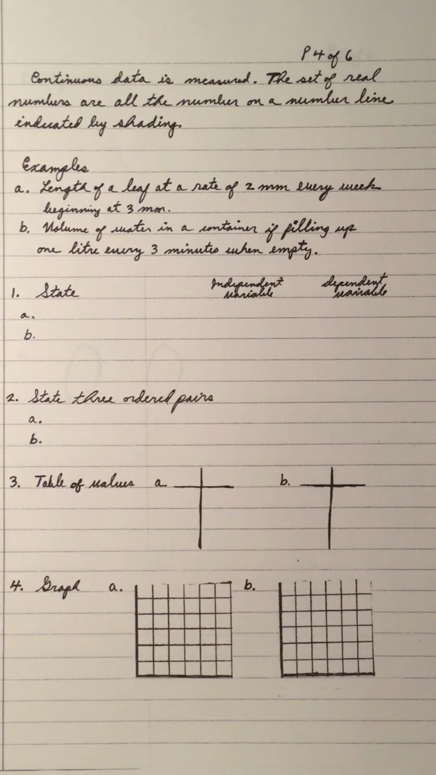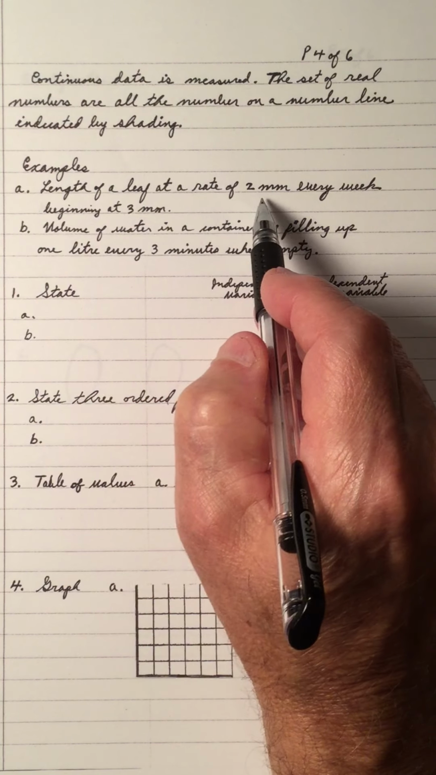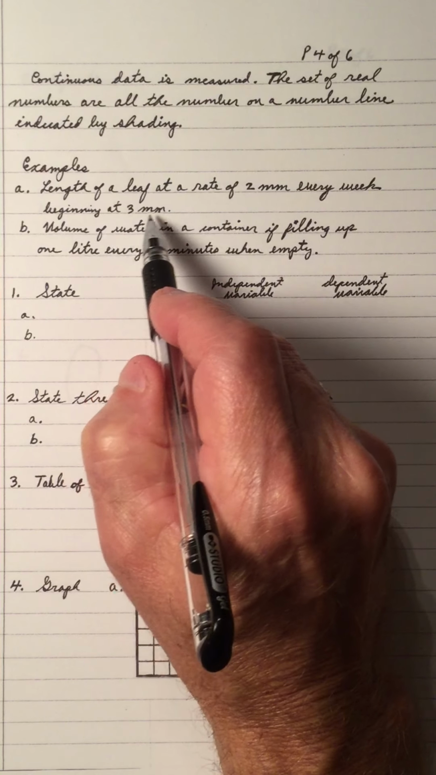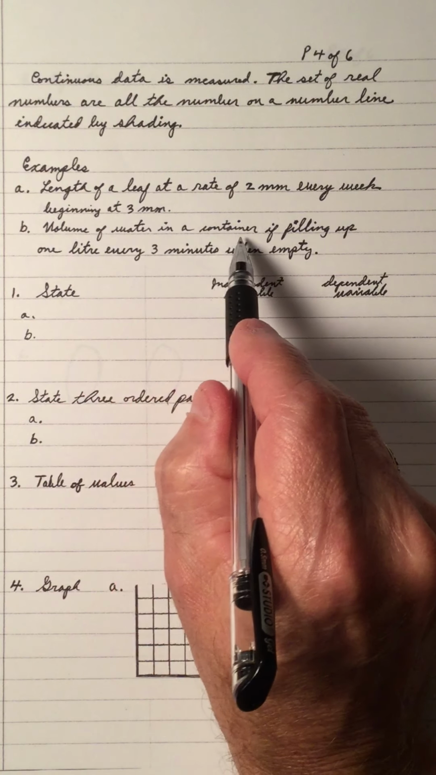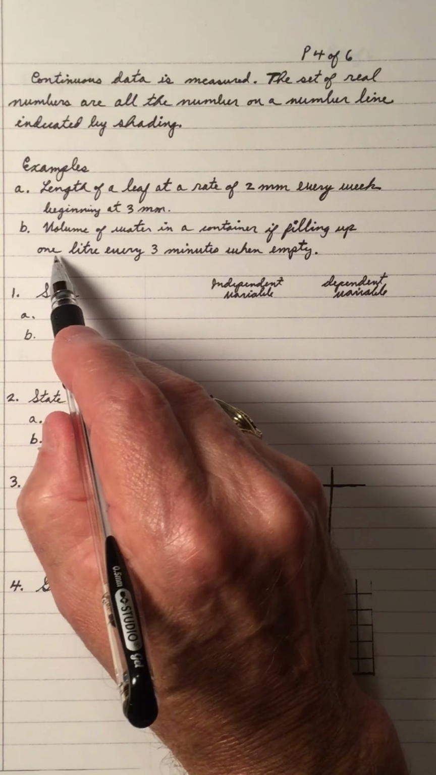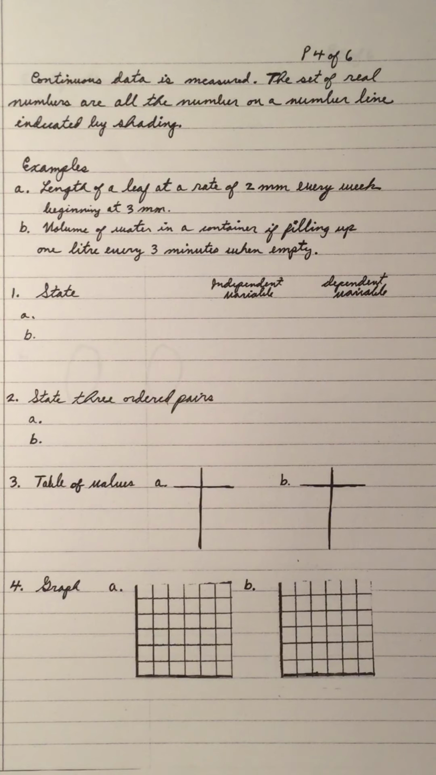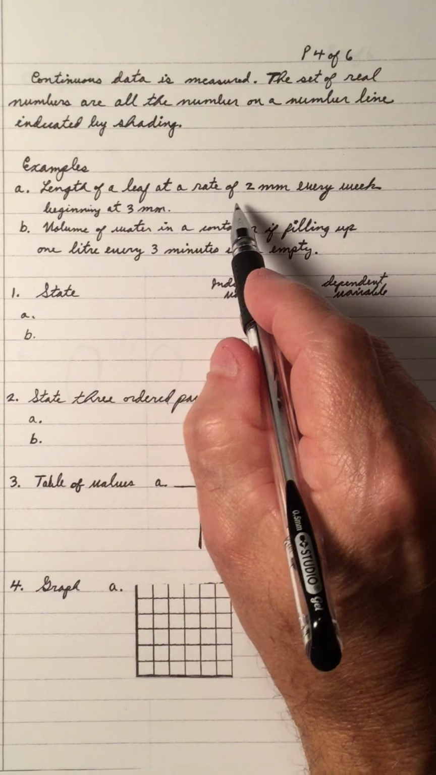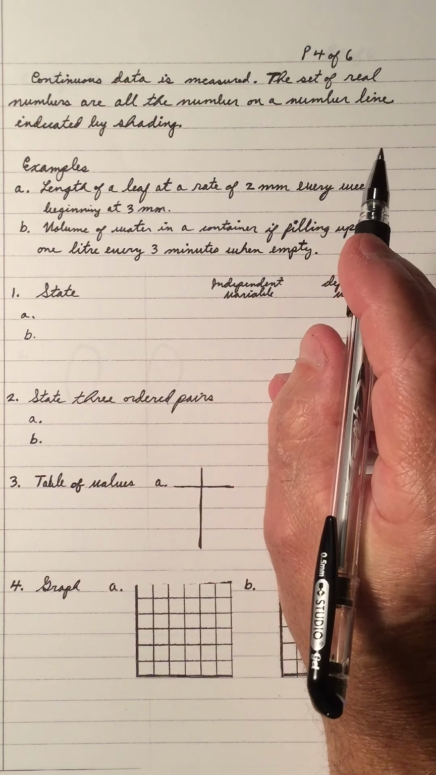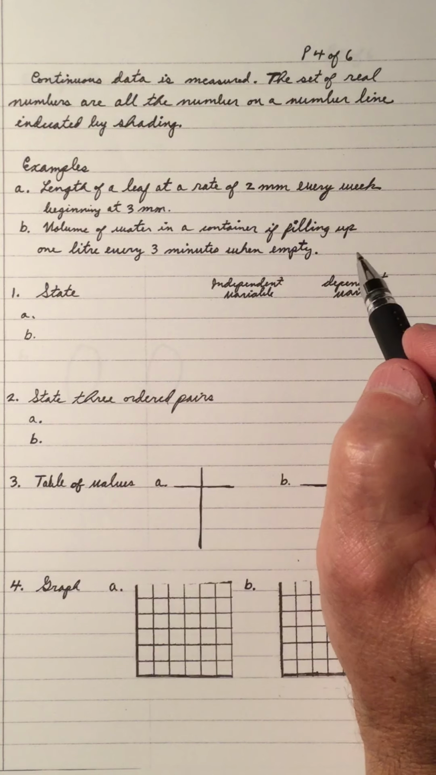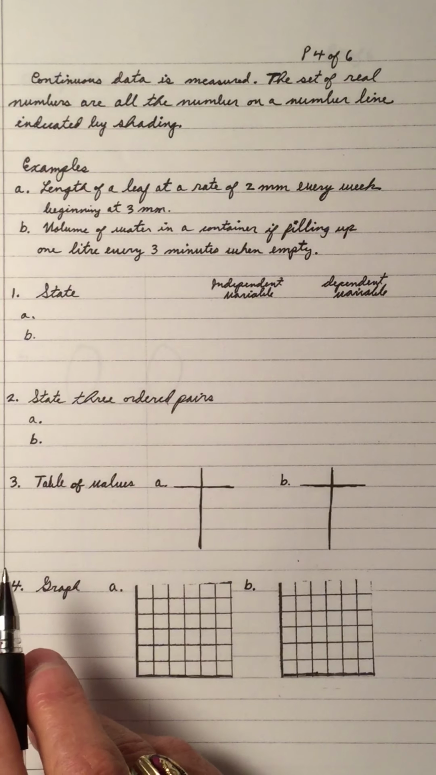Let's explain continuous data. The length of a leaf growing at a rate of 2 millimeters every week, beginning at 3 millimeters. Or we could have the volume of water in a container, filling up at 1 liter every 3 minutes when it's empty. So notice time is going on every week, every minute, every 3 minutes. As time goes on, the volume of water is increasing, or the length of the leaf is increasing.